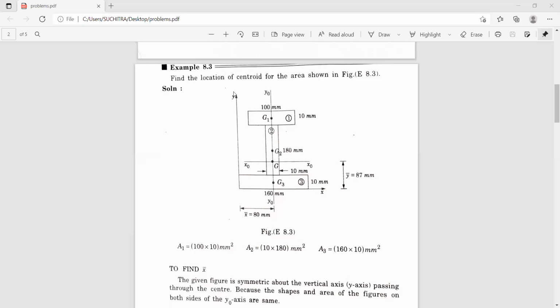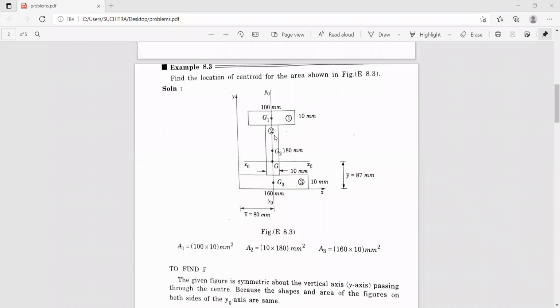Now, first, what we have to do is select the reference axis which touches the extreme left of the figure and the bottommost part of the figure. Then divide the figure into three parts. Now you calculate the areas of these individual figures. So A1 is equal to 100 into 10, so it is 1000 millimeters square.